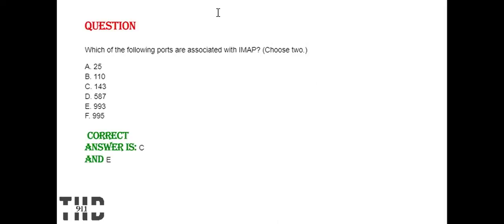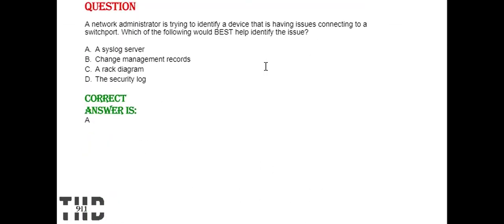Which of the following ports are associated with IMAP? Choose two. Option A, 25. Option B, 110. Option C, 143. Option D, 587. Option E, 993. And option F, 995. The correct answers are option C and E.